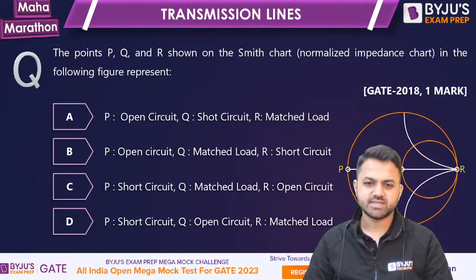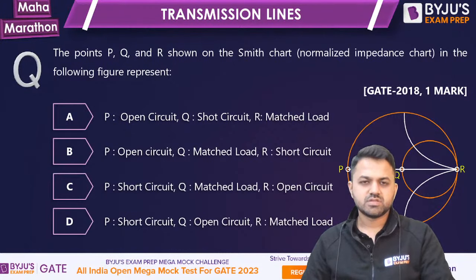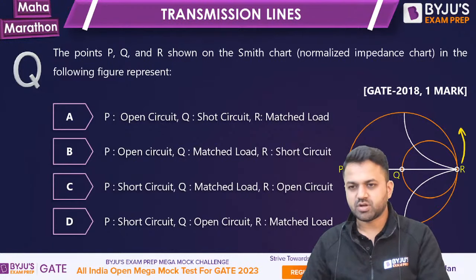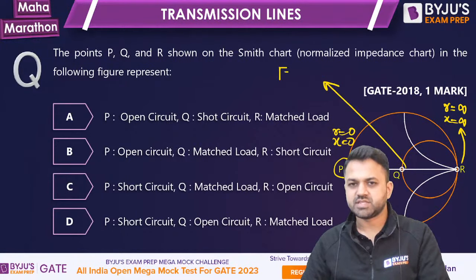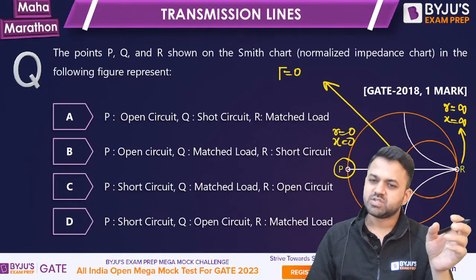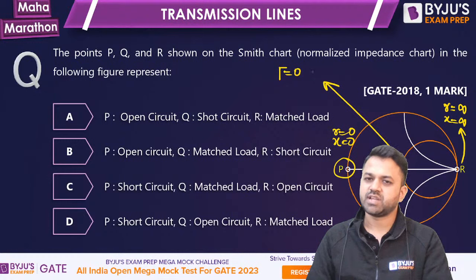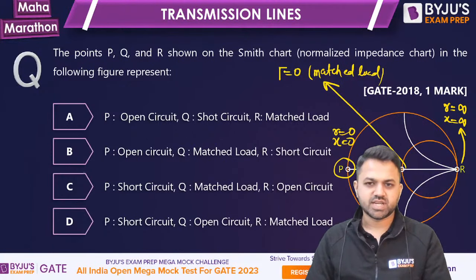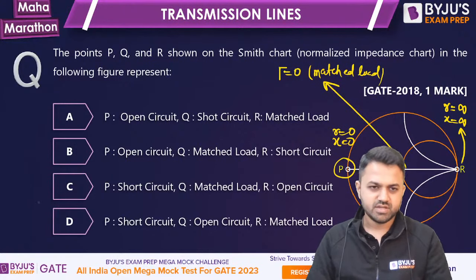So the answer you are giving is B. So this point P, this point R, let's talk about this point R. Here the R was also infinity and the X was also infinity. So R is open circuited, and this will tell you about the X 0 and R 0. So this point P is the short circuit, and point Q is the point where the gamma is 0. That is the center point, because the Smith chart is nothing but a reflection coefficient plot. So this is the origin, and that origin gives you gamma 0, and gamma 0 means matched load. Yes, so short circuit, matched load, and the open circuit. So the correct answer is option C.